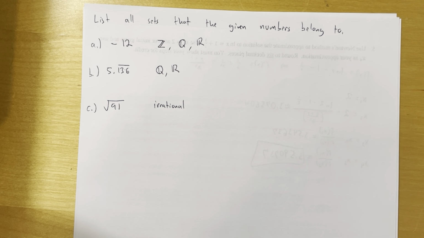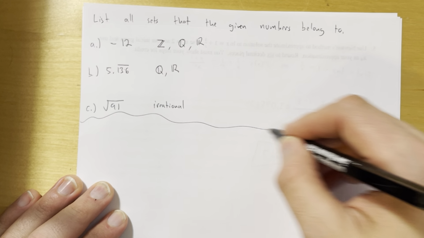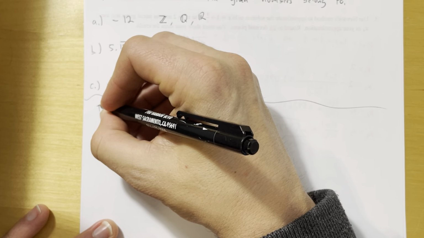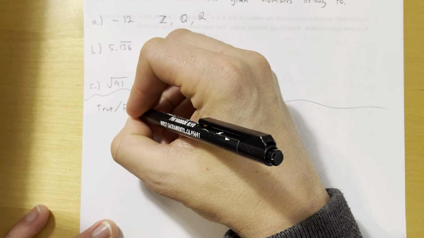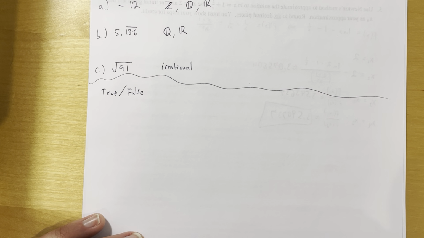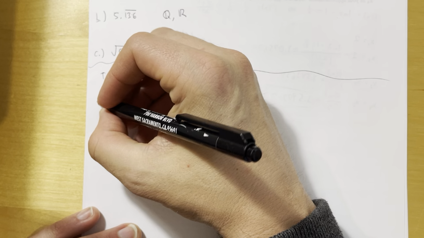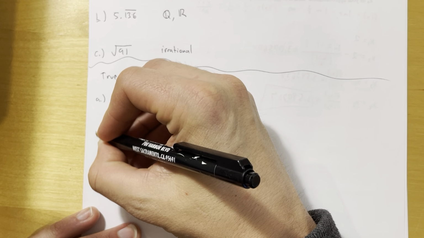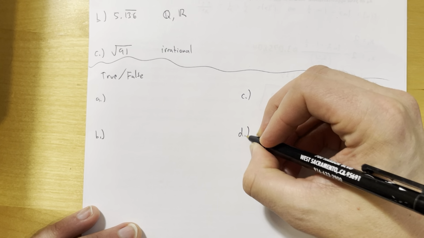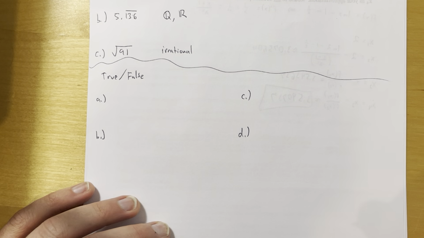Okay? I'm going to do a similar type of example, but this one's going to include some true-false statements. So true or false. And this time what I want to do is practice using set notation, specifically the element of symbol. So let's do a few more of these. A, B, C, D.